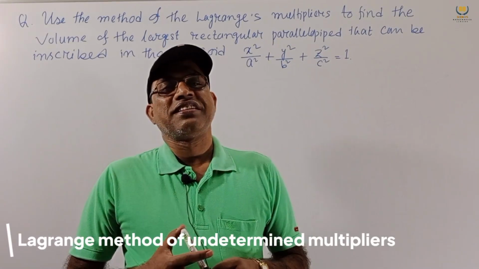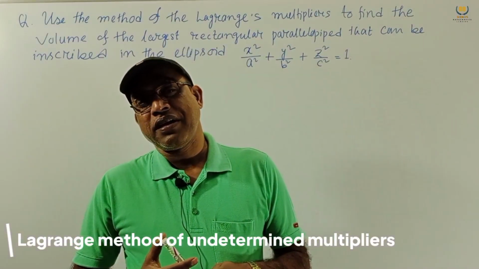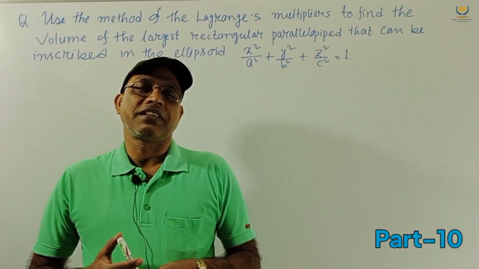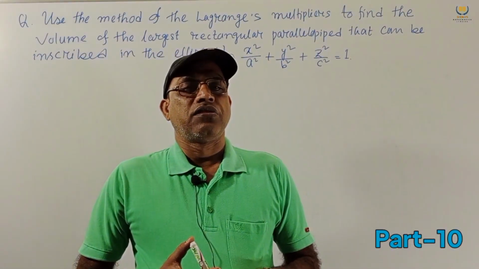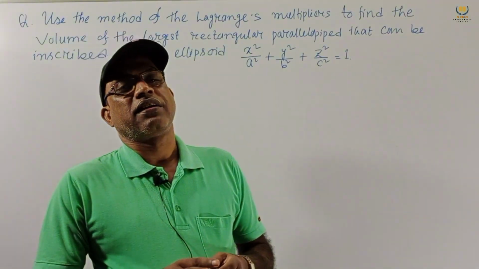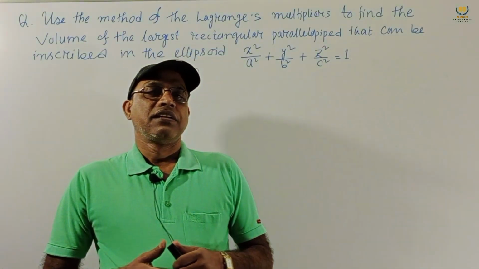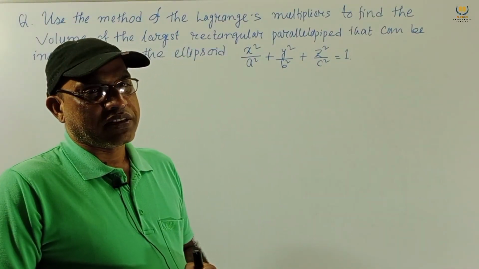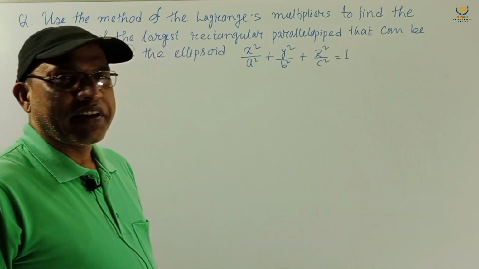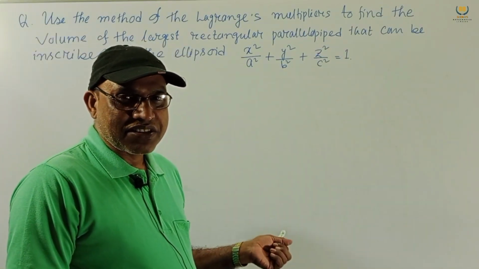Our main discussion is maxima and minima of three variables x, y, z given. So we are using the Lagrange multipliers method of undetermined multipliers. We solve some problems and you consider the remaining problems. The problem is very easy, very simple, very interesting also.